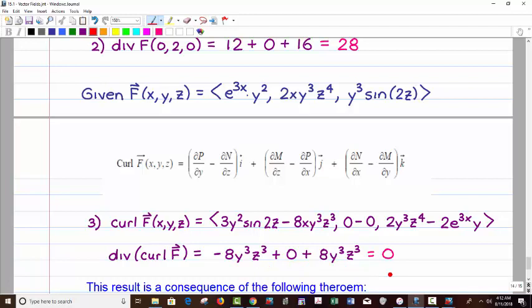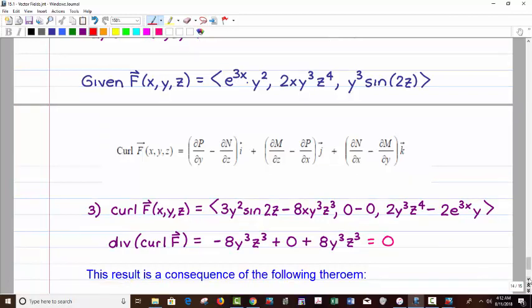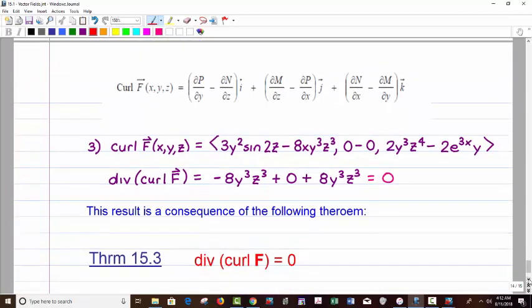So was that some sort of fluke? Actually, it is not a fluke. So actually, anytime if you were just asked to find the div of the curl, you don't even really have to do it, because the div of the curl automatically equals 0 every time.